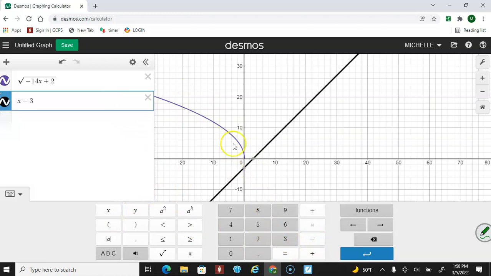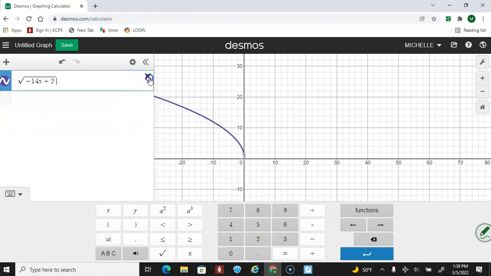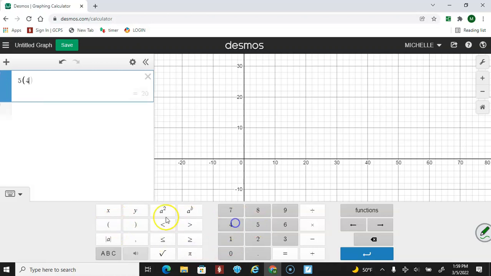Okay, see, they do not intersect at all. You see that? Okay, so now let's look at our third one. This one's going to be 5 times. This one's going to be a little bit different in the way that we're going to enter it because it's a cube root. So we're going to say 4x.